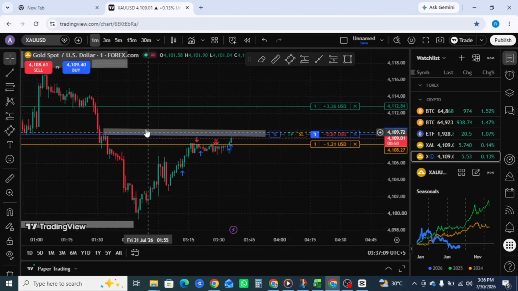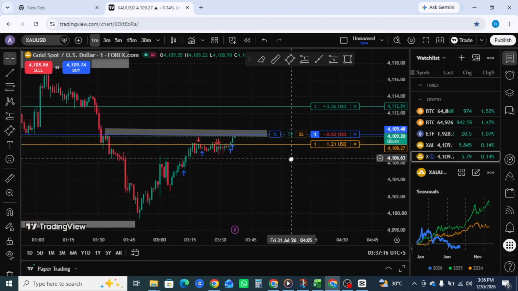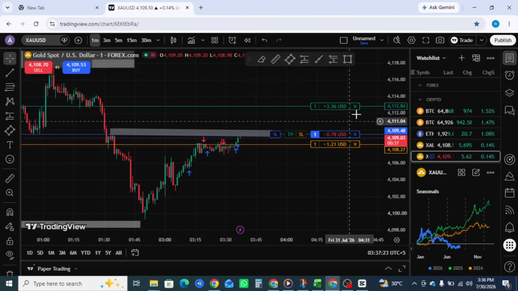Now let's learn how to sell. If you already own shares in your paper trading account, open the Positions tab, select your position, and click Close Position to sell your shares. If one-click trading is disabled, TradingView will show an order preview before confirming the sale.